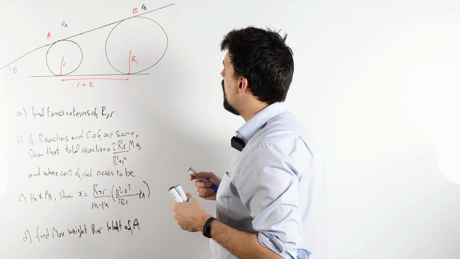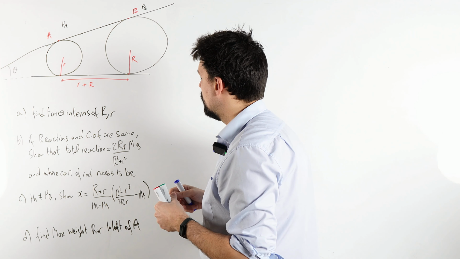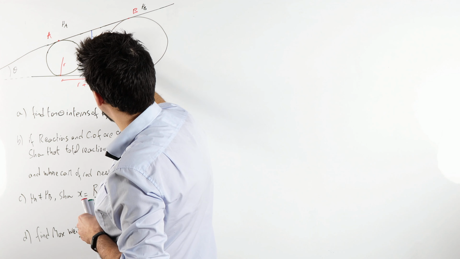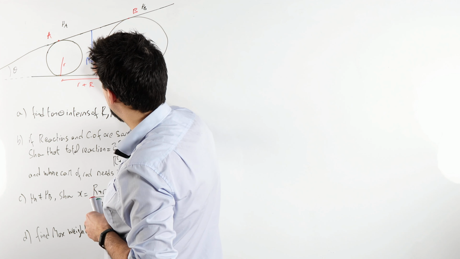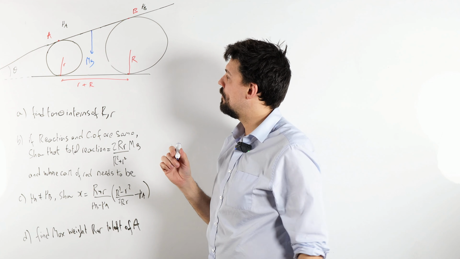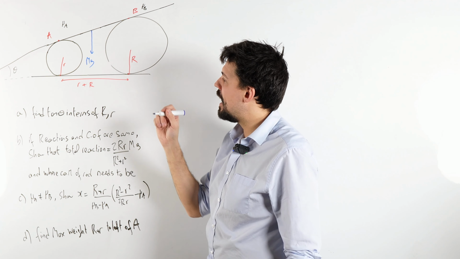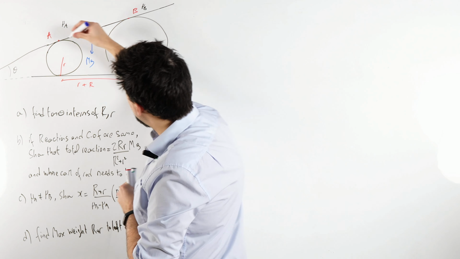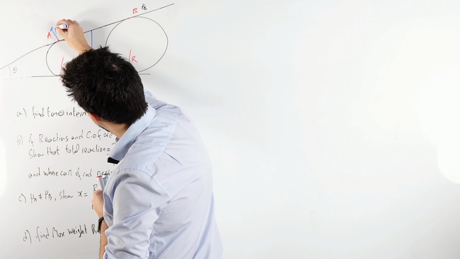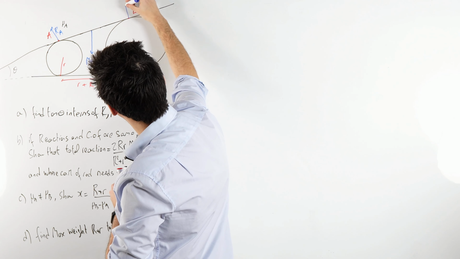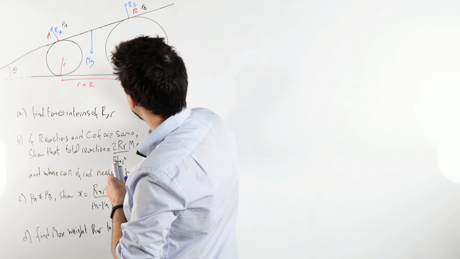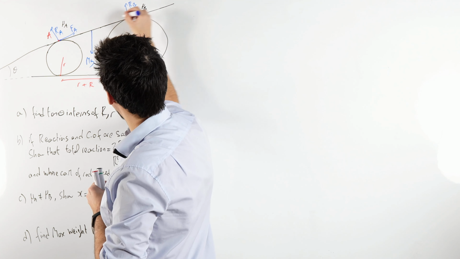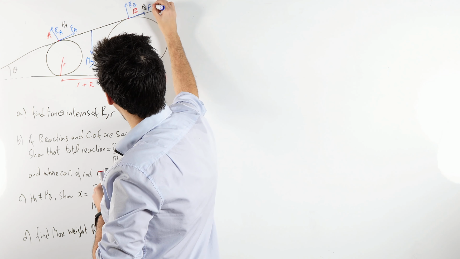So, okay, let's put in some forces. First things first, we have the weight of the rod, of the plank. That is capital Mg. We are going to put in some reaction forces. Reaction force at A. Reaction force at B. We also have a friction at A and a friction at B.